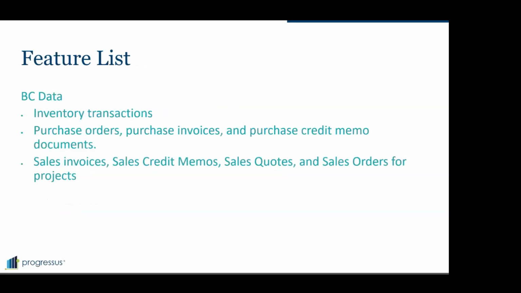And also the data from Progressus then flows into Business Central. That same company information is handed down to Business Central as well for inventory, purchase documents, and all the sales documents as well. So now we have an end-to-end solution, and the company is passed along throughout the process.